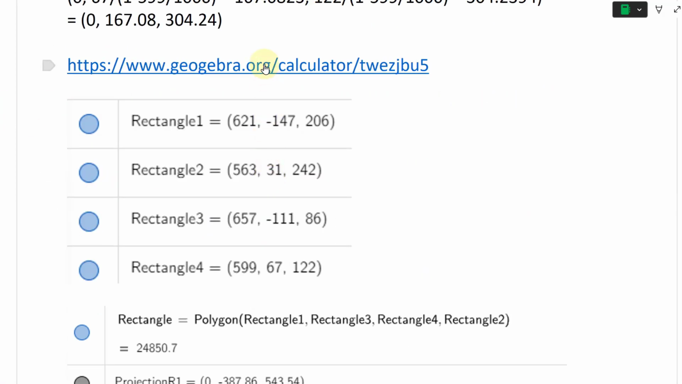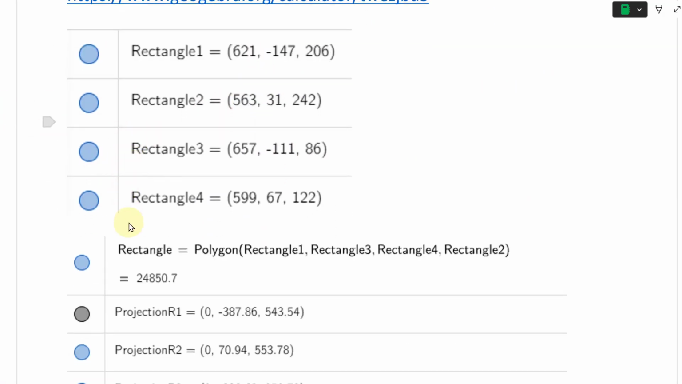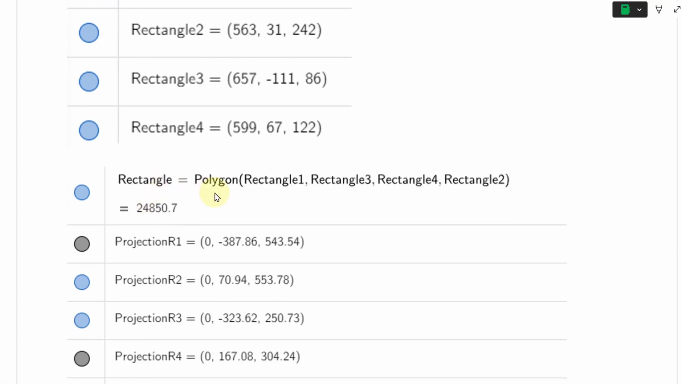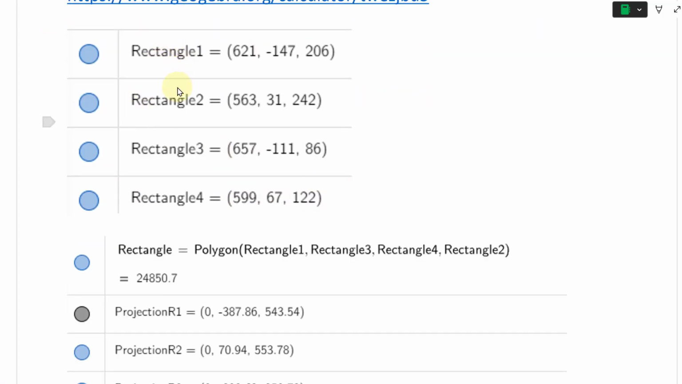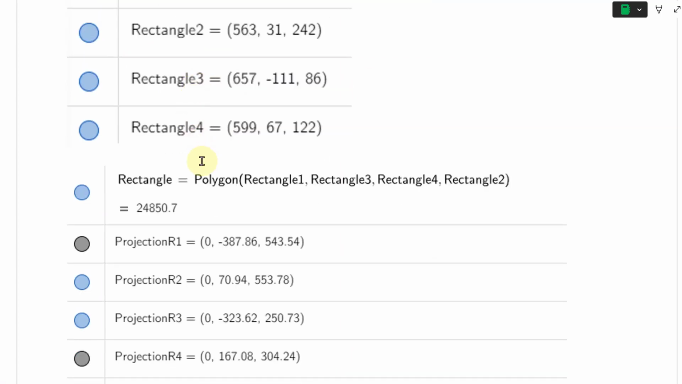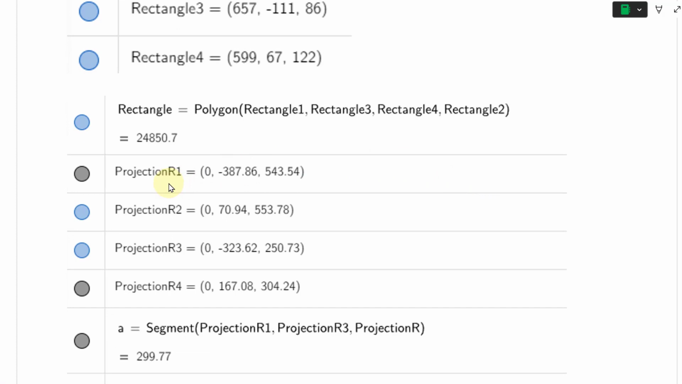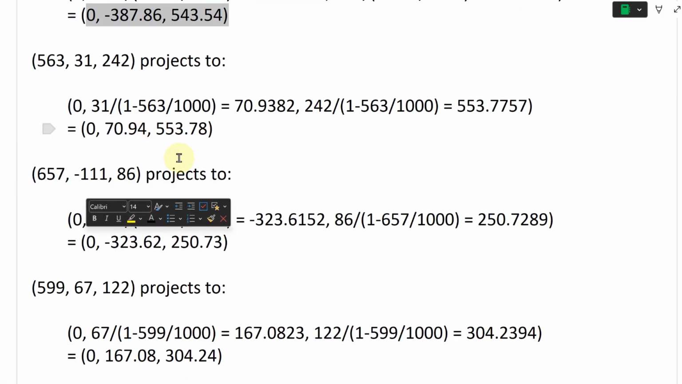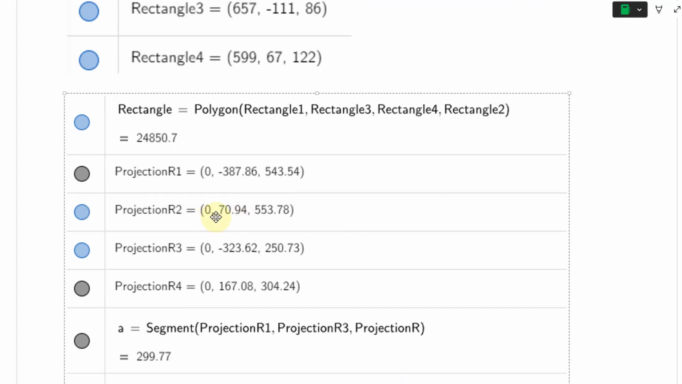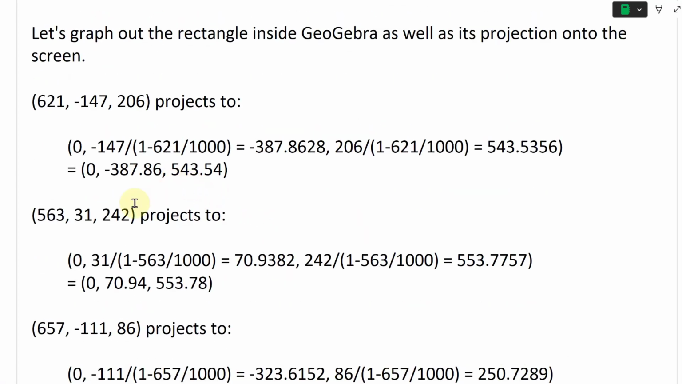And then if you graph in GeoGebra, what you could do is just type rectangle. Actually, what I did was first I wrote the rectangle with 621, -147, 206, and so on, put in those coordinates for the rectangle, and then you draw the polygon with the rectangle as the points. Then I do the projection here. This is the projection 0, -387.86, 543.54. The next projection is this one right here, 70.94.